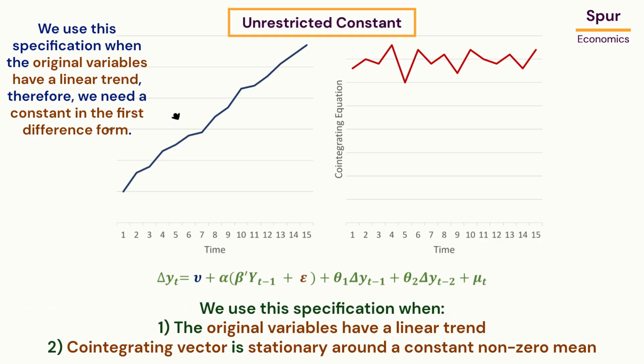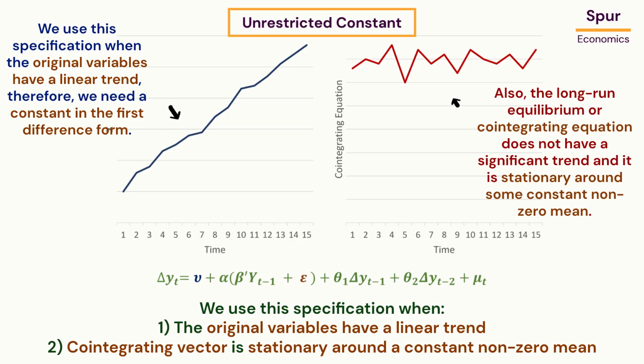We use this specification when the original variables have a linear trend, therefore, we need a constant in the first difference form. Also, the long-run equilibrium or cointegrating equation does not have a significant trend and it is stationary around some non-zero mean.